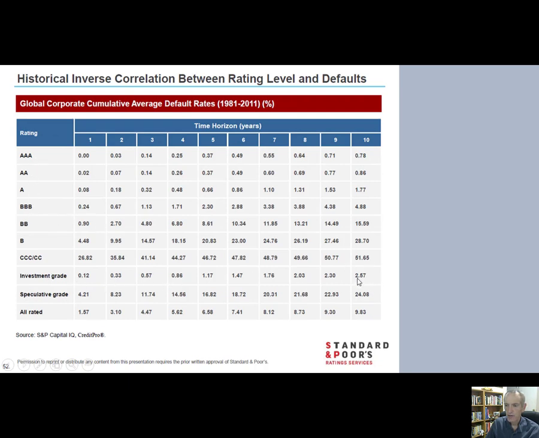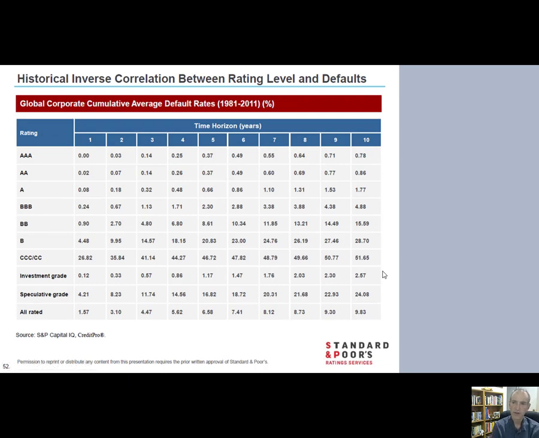On average, about 2.5% of them default in 10 years. The speculative, the double B, single B, and triple C, about 25% of them default. And about 10% of bonds overall default. But if you only buy investment grade, then you only see about 2.5% default. Now this is just default.